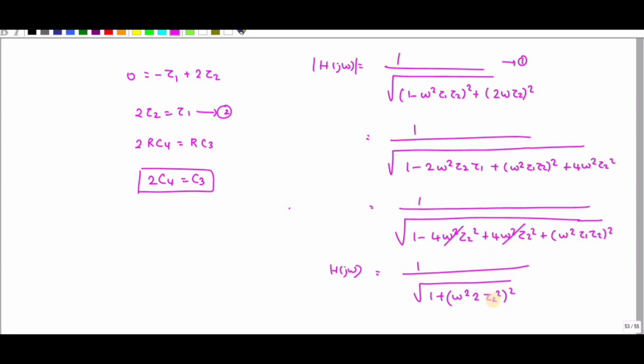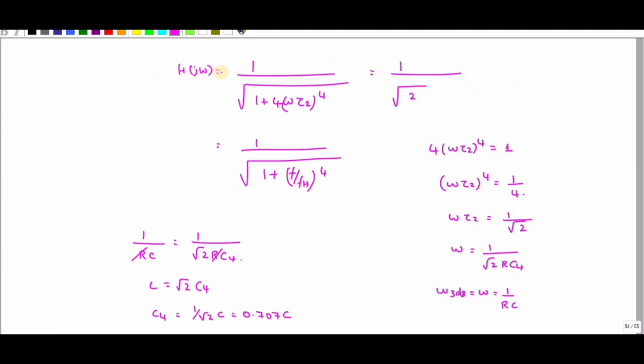And here also, instead of tau 1, I am going to substitute 2 tau 2. So I can write H of j omega is equal to 1 divided by root of 1 plus 4 omega tau square the whole square. I need to get 1 divided by root 2. So if it is root 2, this whole term should be equal to 1. So I can write omega tau 2 is equal to 1 divided by root 2.